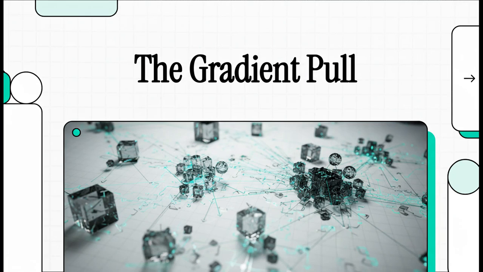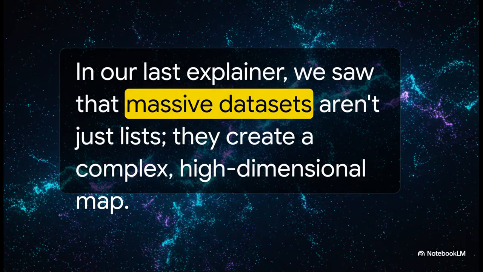Today we're going to talk about this incredibly powerful, totally invisible force in machine learning. And I want to be clear, this has nothing to do with what a model thinks or prefers. No, this is about a fundamental force that literally dictates its every single move. So, in our last explainer, remember how we talked about data creating a kind of map? You know, this huge complex space where similar ideas naturally group together?